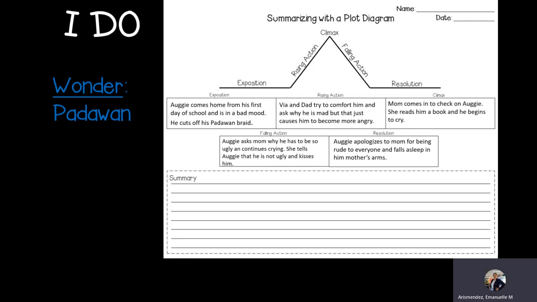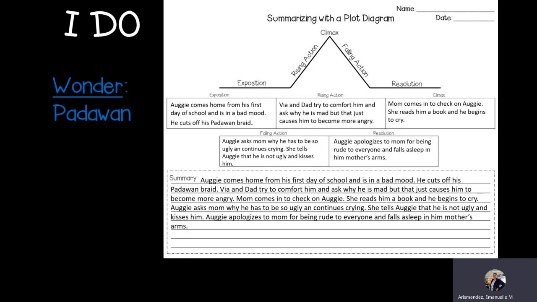So let's put all this into a summary. Augie comes home from his first day of school and is in a bad mood. He cuts off his Padawan braid. Via and Dad try to comfort him and ask why he is mad, but that just causes him to become more angry. Mom comes in to check on Augie. She reads him a book and he begins to cry. Augie asks Mom why he has to be so ugly and continues crying. She tells Augie that he is not ugly and kisses him. Augie apologizes to Mom for being rude to everyone and falls asleep in his mother's arms.